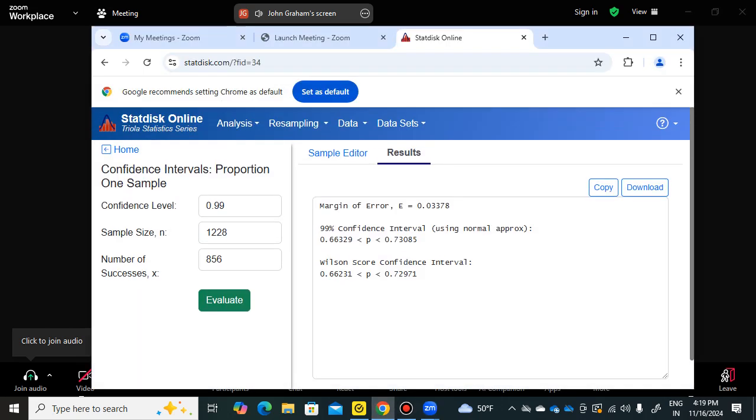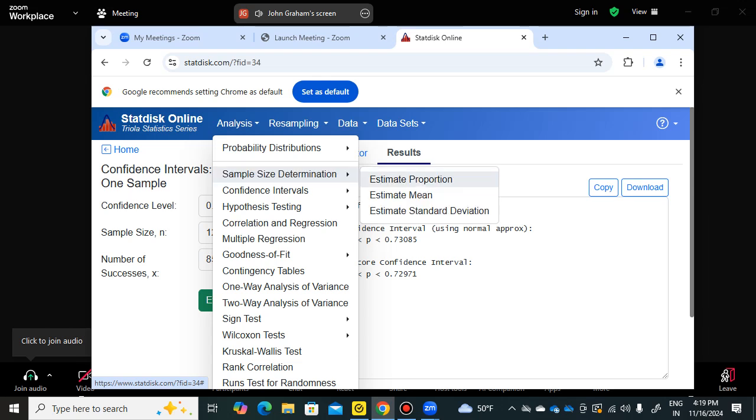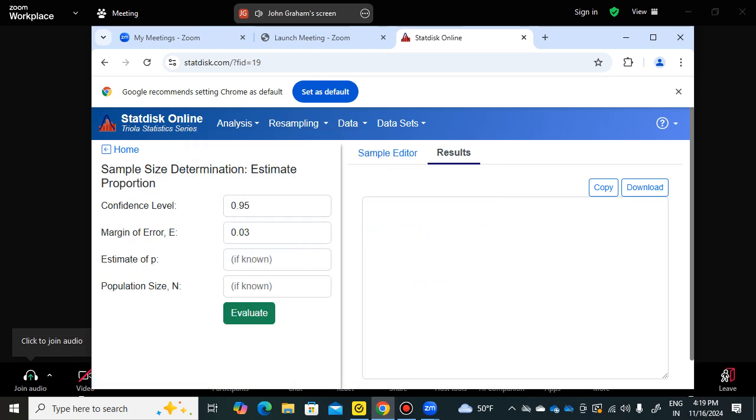So we'll go to analysis, sample size determination, estimate proportion. And it's a proportion because we are looking at percentages here for what we're determining. Okay, so 90 is our confidence level, margin of error 0.04, and then evaluate, and n equals 423.